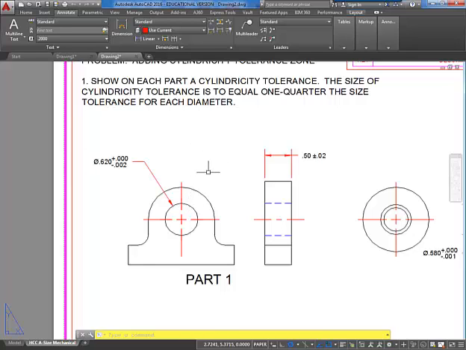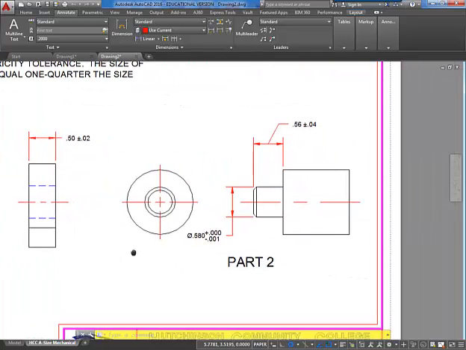And again, technically, you could point to the circular shape or the cylinder shape, but since it's hidden in this view, you wouldn't point to the cylinder, you'd want to point to the circular. But then as we're taking a look at this positive cylinder, you could point to the cylindrical shape or to the circular shape over here. Either one would be fine. So cylindricity, 1/4 of that.